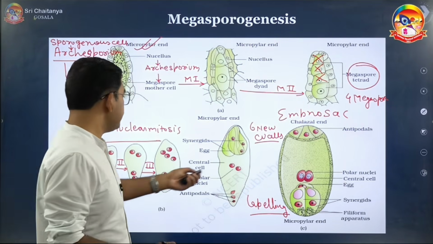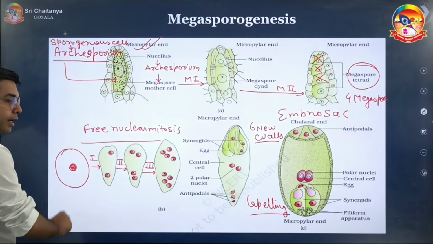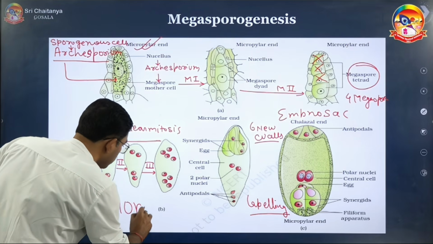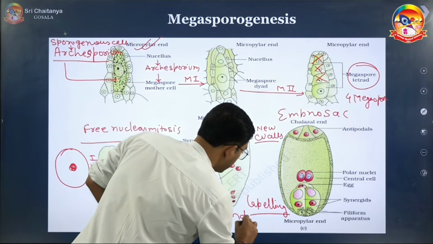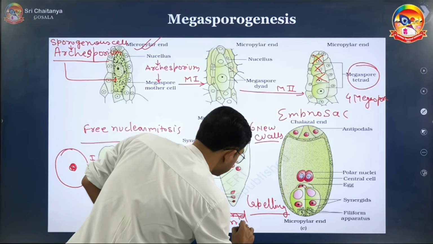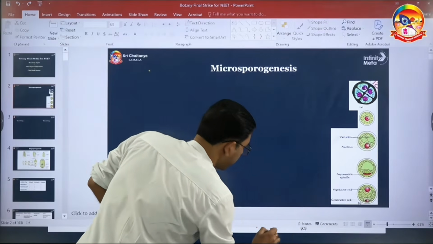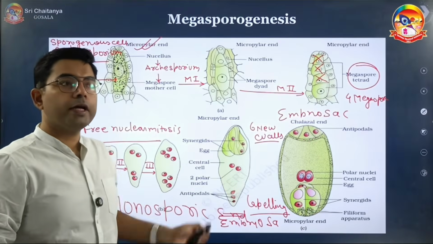So this is developed from 1 megaspore, the functional megaspore. That's why such an embryo sac is called monosporic embryo sac. Clear? So, monosporic embryo sac.